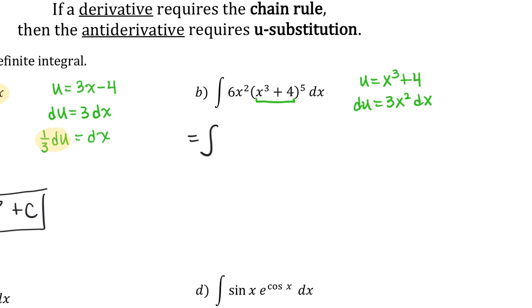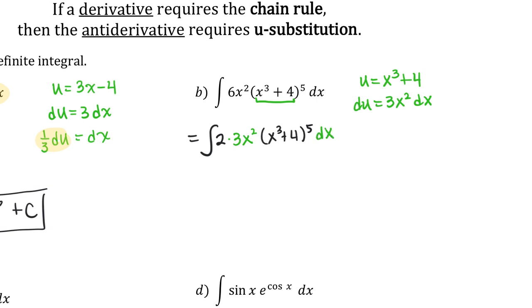Okay, so there is a 6x squared here. There's not a 3x squared here. But I can rewrite 6x squared as 2 times 3x squared. So let me rewrite this as 2 times 3x squared. I'm going to keep this as x cubed plus 4 to the 5th for now. And then I'm going to write dx.